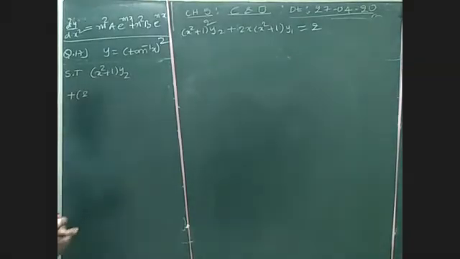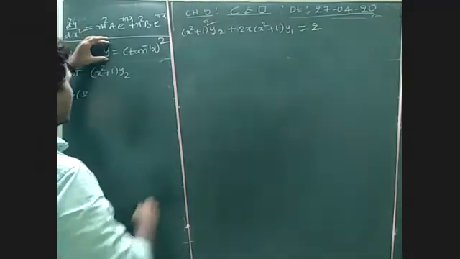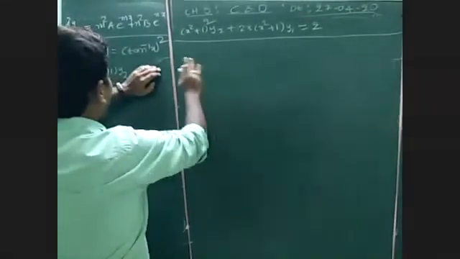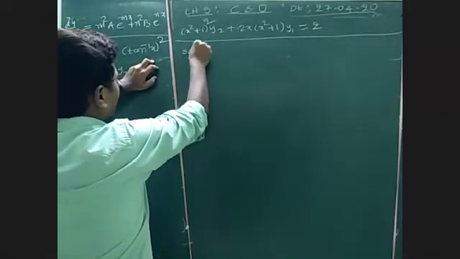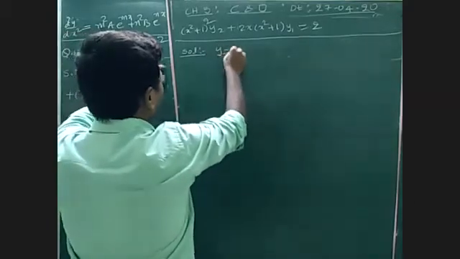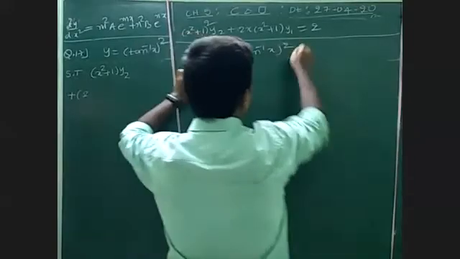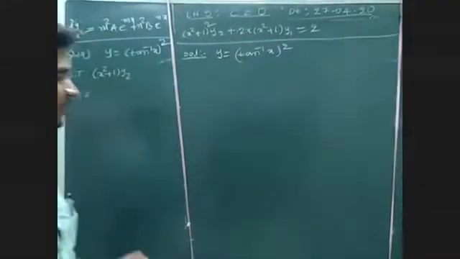Look at it. What is the condition they have given? y is equal to tan inverse x whole square. Now differentiate with respect to x.